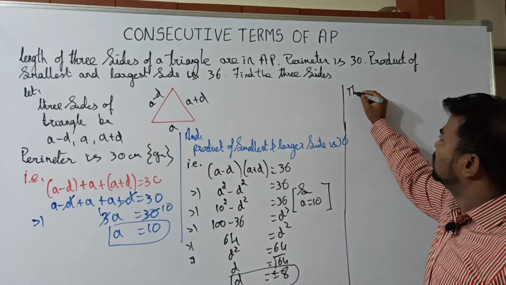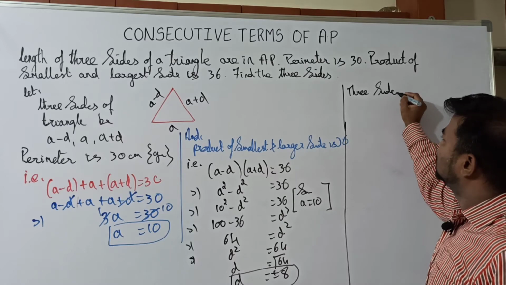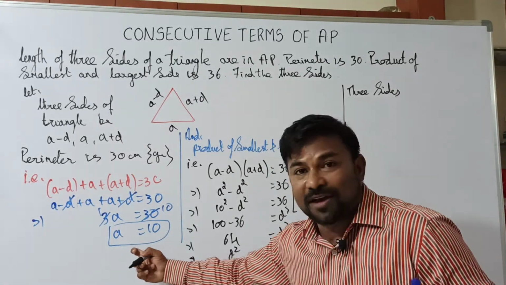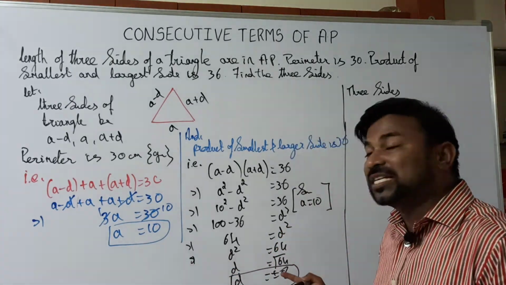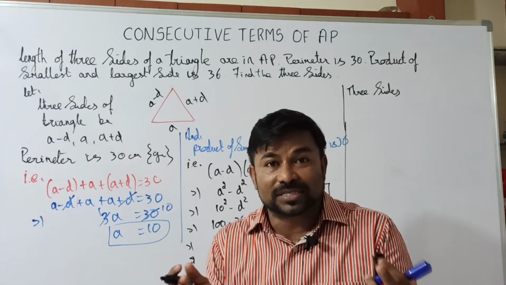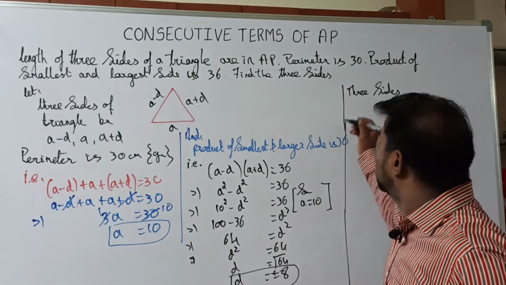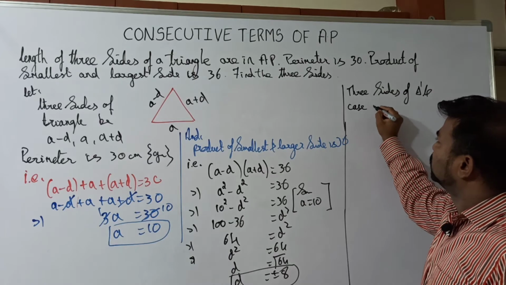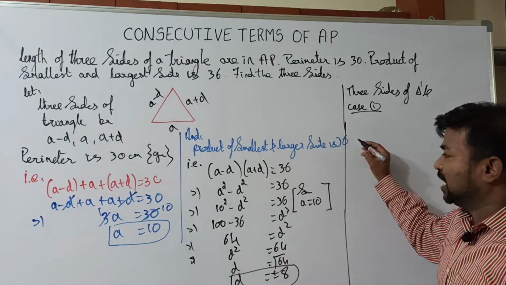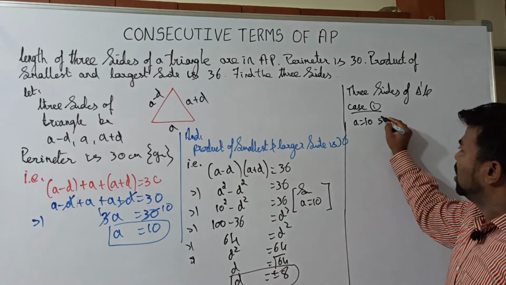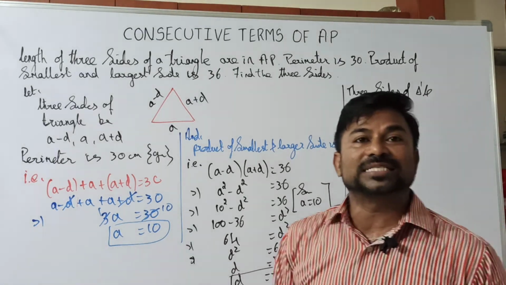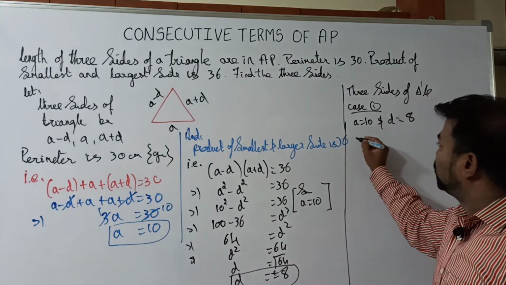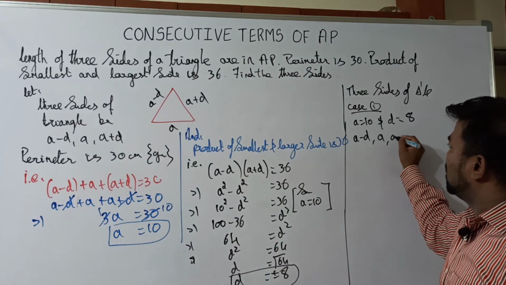So three sides, but please remember, we have different possibilities. We have A, no issues with that one, whereas for D, we have plus or minus 8. So we go in two cases for the three sides of the triangle. So case one. What is case one? When A is equal to 10 and D equals 8. When we get those values, what are we going to do? Let us plug in A minus D, A and A plus D.